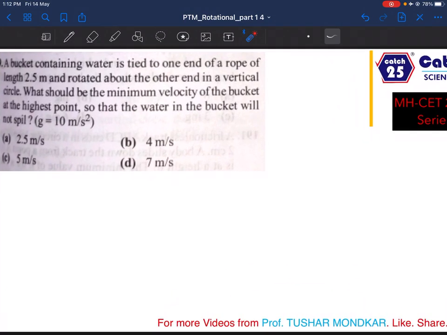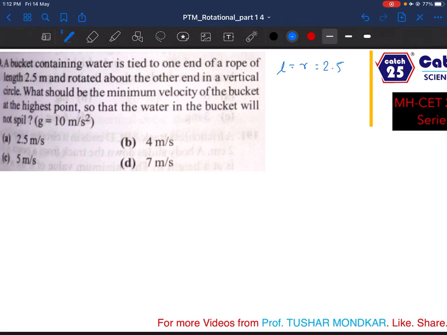Next, a bucket containing water is tied to one end of a rope of length 2.5 meter. Again, the length of the rope acts as a radius. So 2.5 meter is rotated about the other end in a vertical circle. What should be the minimum velocity of the bucket at the highest point so that the water in the bucket will not spill? Obviously, it's a bucket, and at the topmost point there is maximum chance of water getting spilled. You don't want that. That is why you need minimum speed at the top.